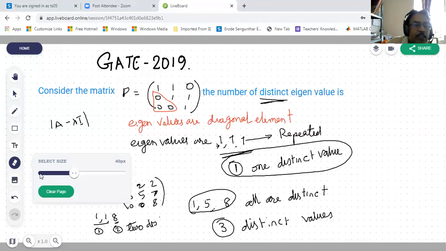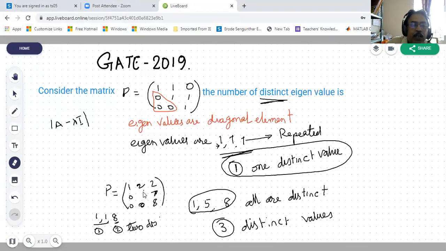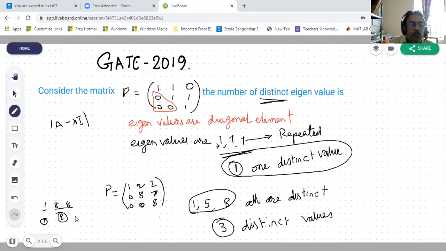Right? If you have a situation like this, we have repeated values. We have a situation like 1, 2, 2, and 1, 8, 8. So 1, 8, 8: 1 is one value, this one is 2. So the distinct values are 1, 2, that is, 2 distinct values. So the answer for this question is 1 distinct value.